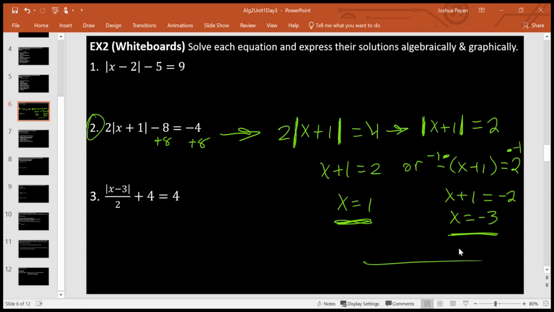Graphically, again, it's going to look like this. So 1, negative 3, 0 is going to be closer to the 1, of course. And I'll just put 2 dots here to represent my two solutions, and I've got it. So that's how I would show it geometrically. Okay, and then let's plug back in, make sure that this works.